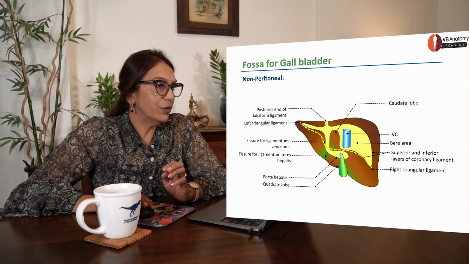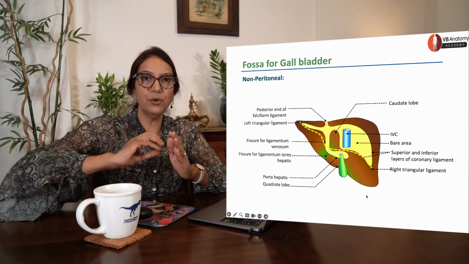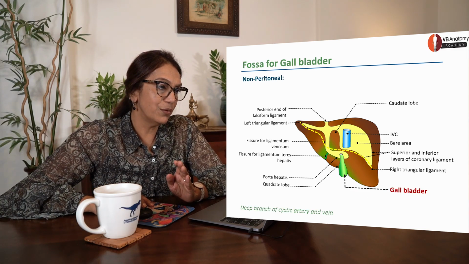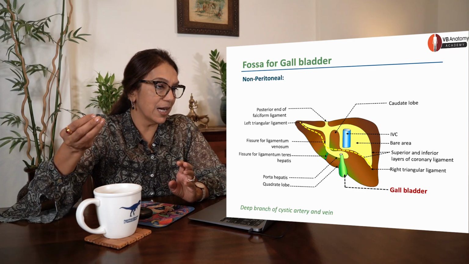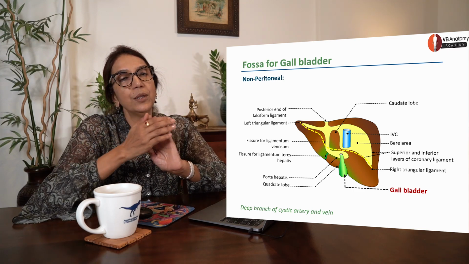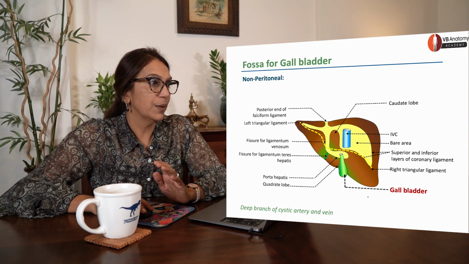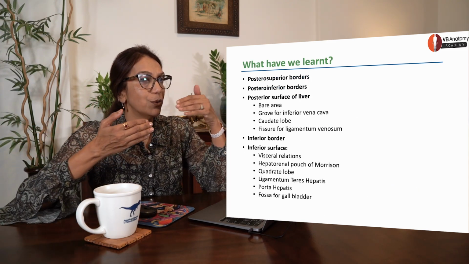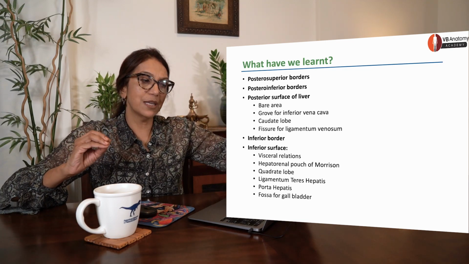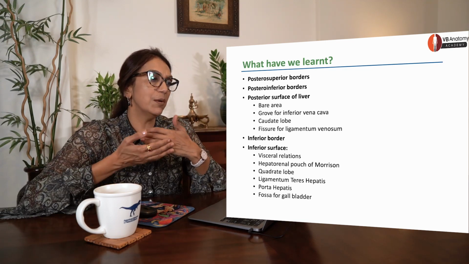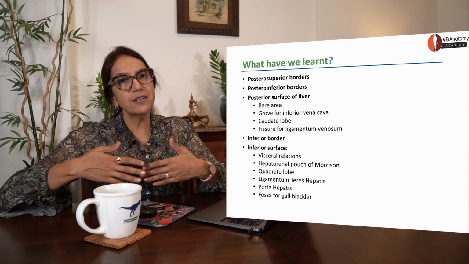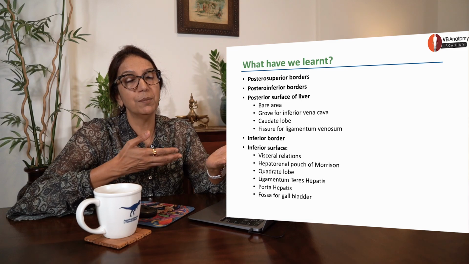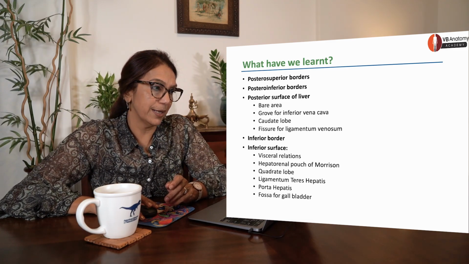Right. Now we move to the fossa for gallbladder, where if you were to remove the gallbladder, you would find the fossa bare. And in this fossa, you would find the deep branch of cystic artery and vein, okay, lying between the gallbladder and the liver. Right. So what have we learnt up till now? We learnt about posterior superior border, posterior inferior border, posterior surface in between. Then we learnt about inferior border and inferior surface, structures related to the inferior surface, visceral and which are covered by peritoneum. And then we discussed the non-peritoneal.